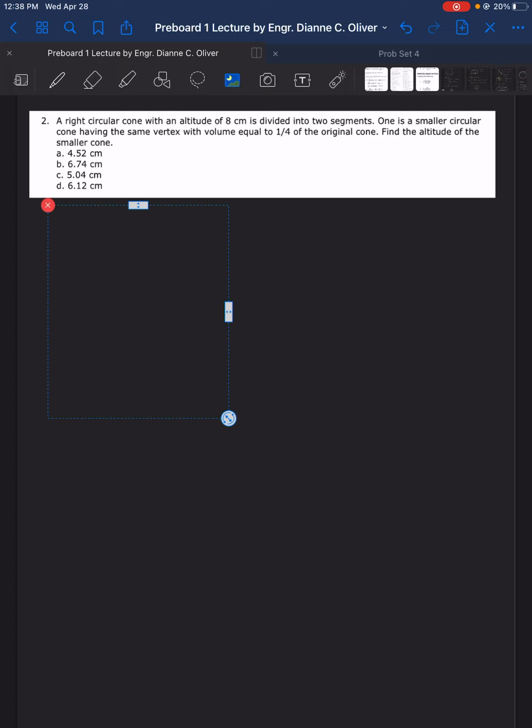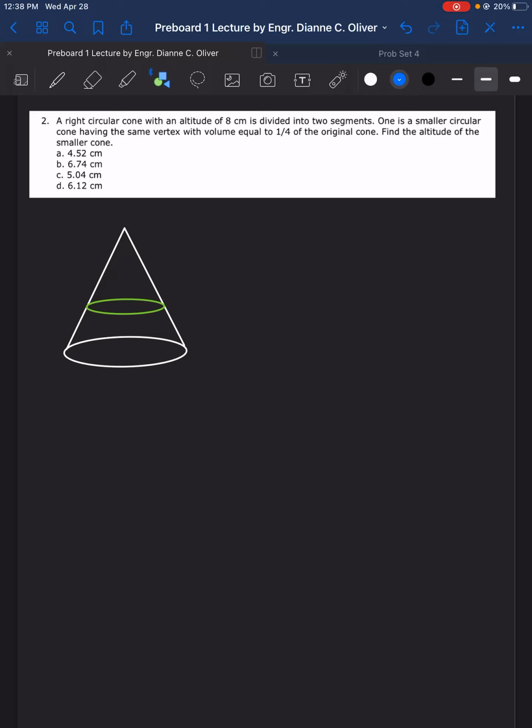So let's have the figure. There you go. That is the right circular cone with an altitude of 8 centimeters. So let's have the altitude here as 8 centimeters. And then we're looking for the altitude of this smaller cone. So this is 8 centimeters, and let's name this as H.